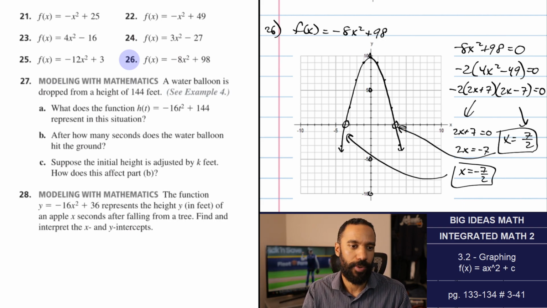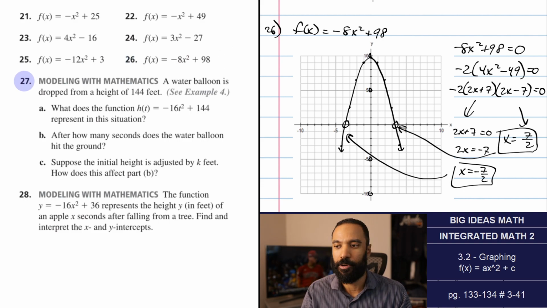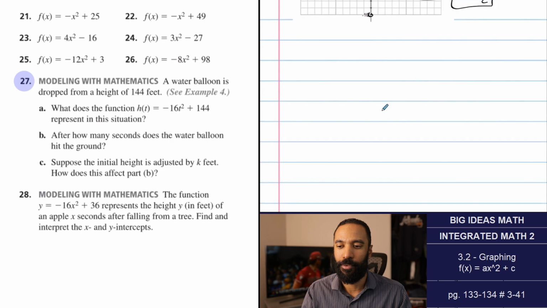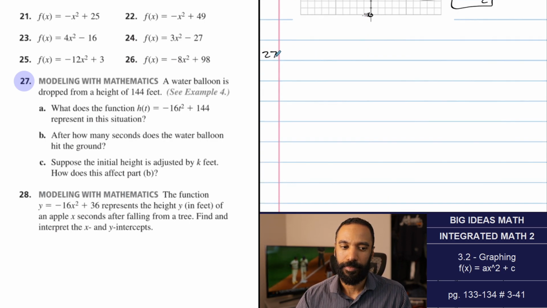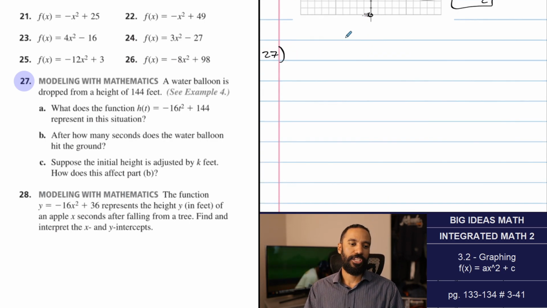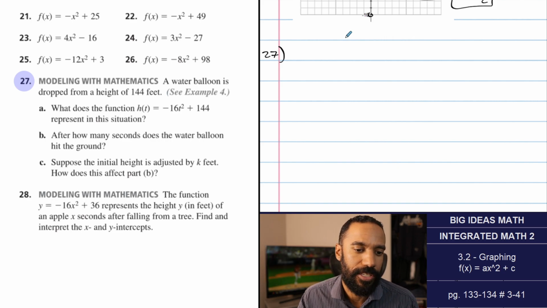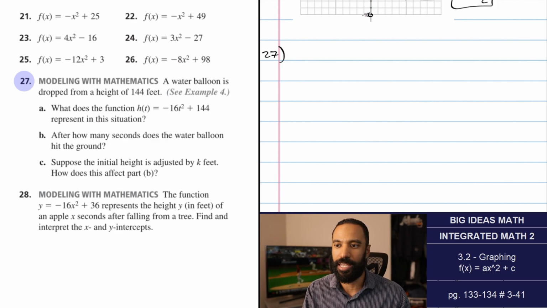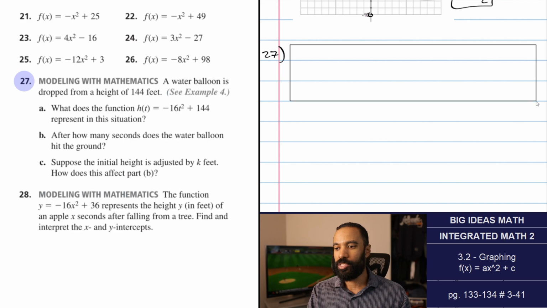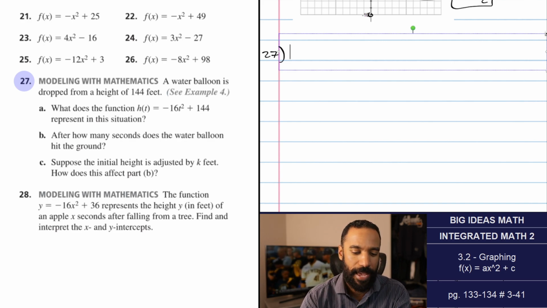Okay, numbers 27 and 28, where we model with mathematics. A water balloon is dropped from a height of 144 feet. What does the function h of t equals negative 16t squared plus 144 represent in this situation? So I went over this stuff in the lecture. We've seen some of these questions in the past here.